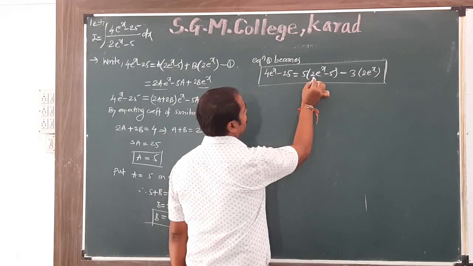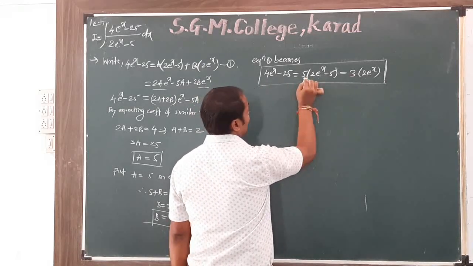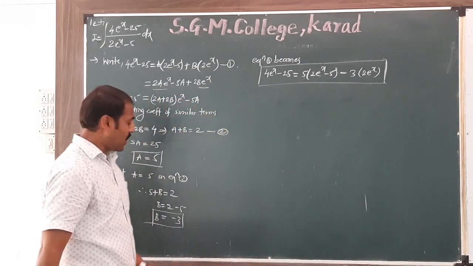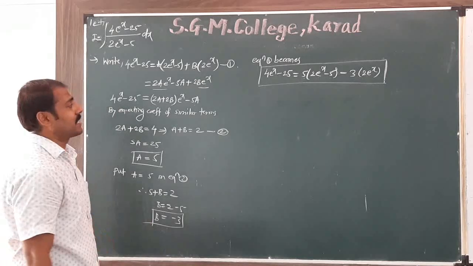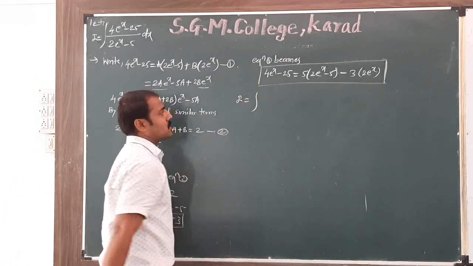Look at here, 5 into 2, 10 e raised to x minus 6. 10 minus 6 is 4 e raised to x, and 5 into 5 is 25, minus 25 is here. Okay, means value of a and b are correct. So integration becomes I is equal to integration.